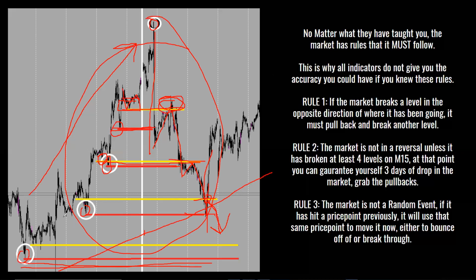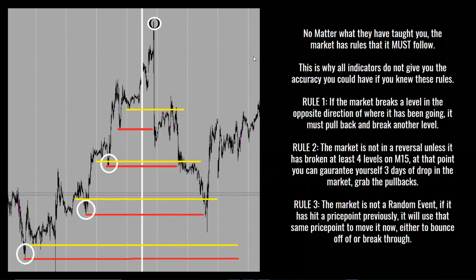So rule 2: the market is not in a reversal unless it has broken at least 4 levels on M15. You need to look at M15 for those 4 levels. At that point, you can guarantee yourself 3 days of a drop in the market and grab the pullbacks. All right, so here's the pullbacks. Let me clear this drawing. Make sure you guys understand that.